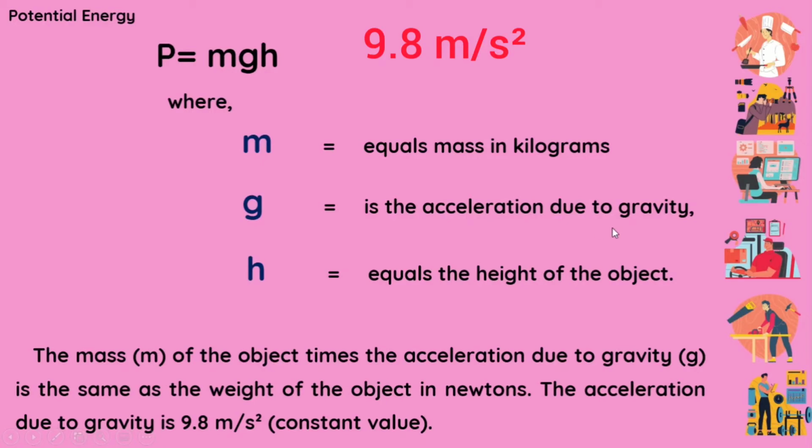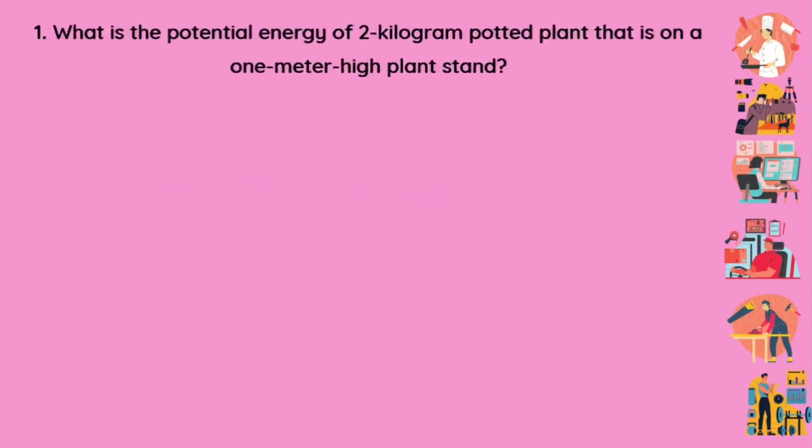Nasa Earth tayo. Mababago yan pag nagpunta kayo sa Moon, sa Pluto, kasi iba yung acceleration due to gravity doon. Okay. Let's have a sample problem. What is the potential energy of a 2 kilogram potted plant that is on a 1 meter high plant stand?